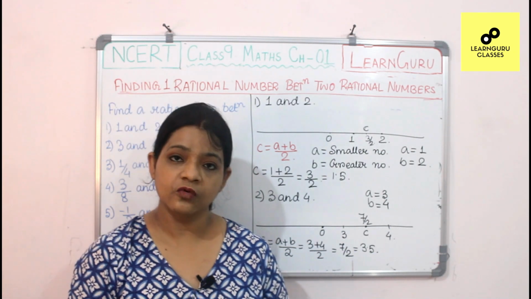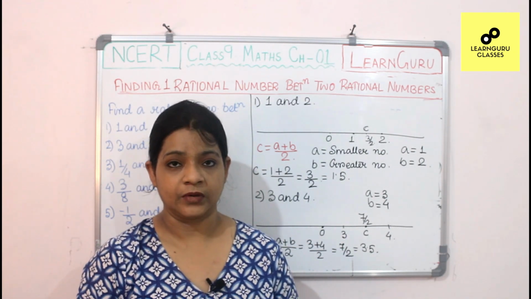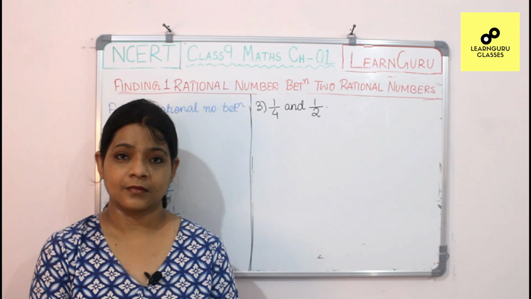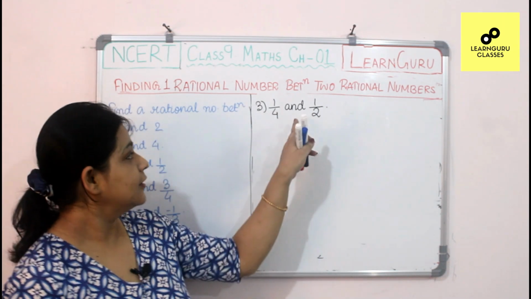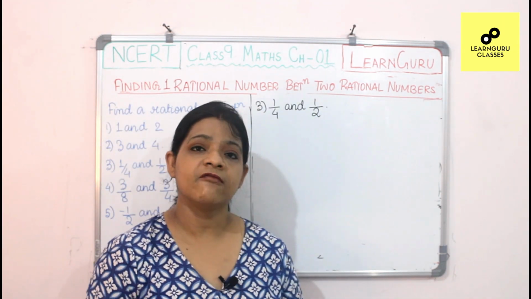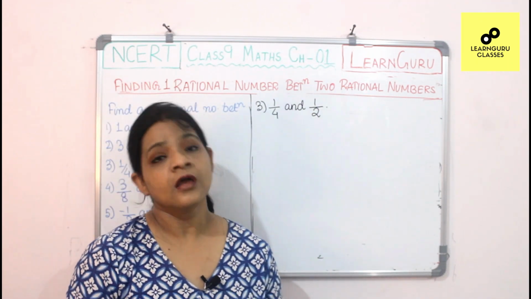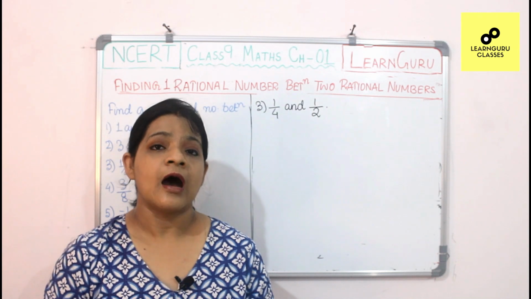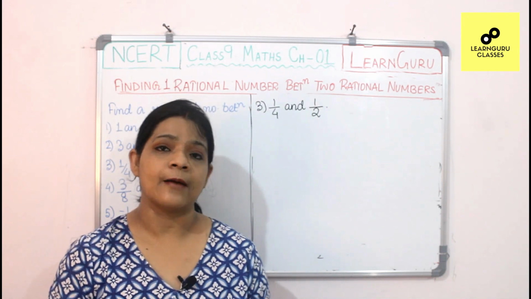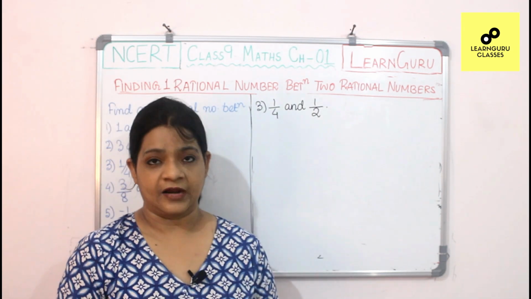Okay, let's move on to the third example. The third example is 1 by 4 and 1 by 2. Both of them are fractions, isn't it? So you are to find a fraction or a rational number between these two fractions.